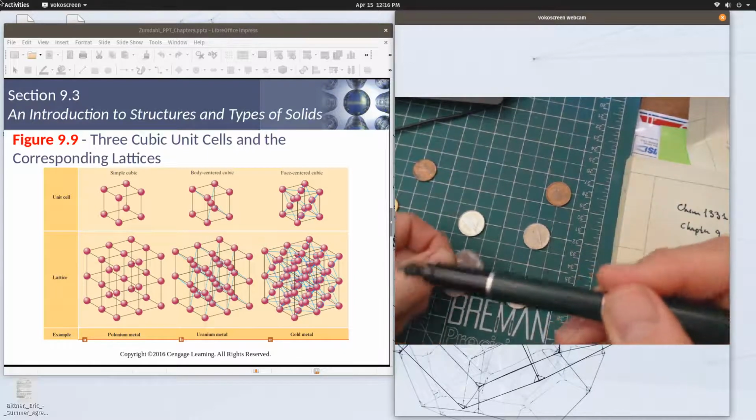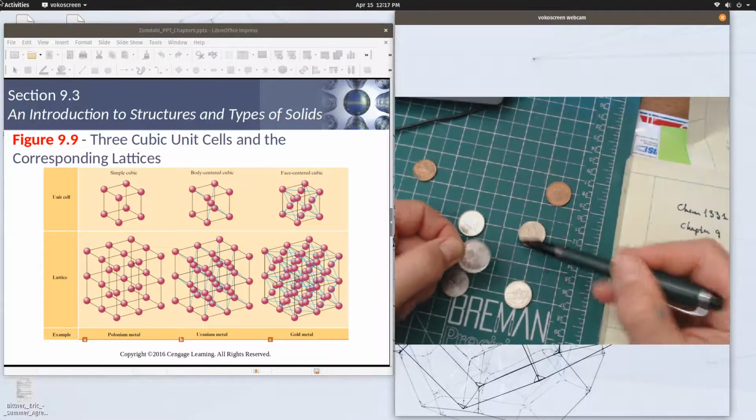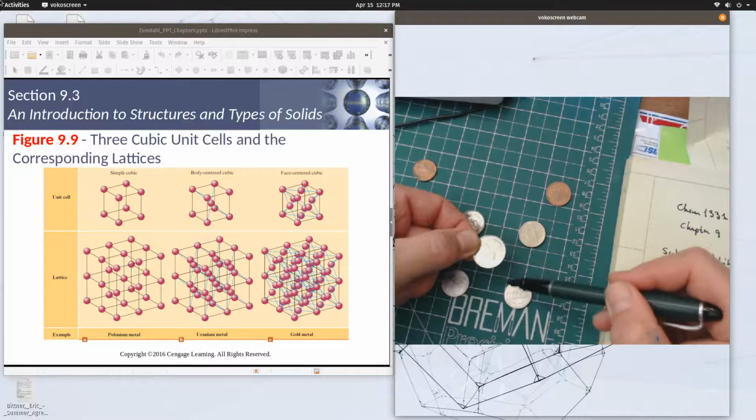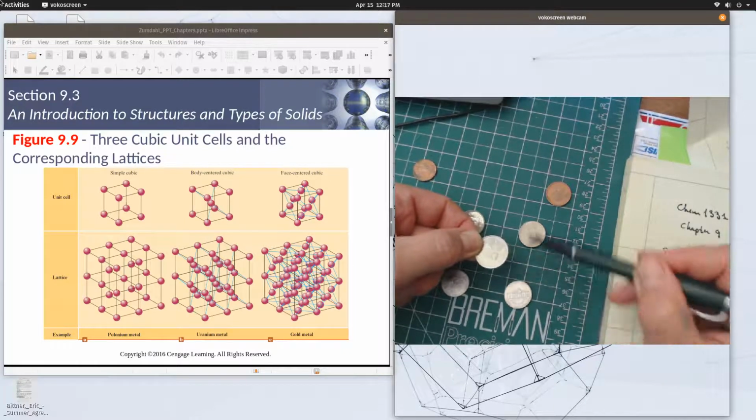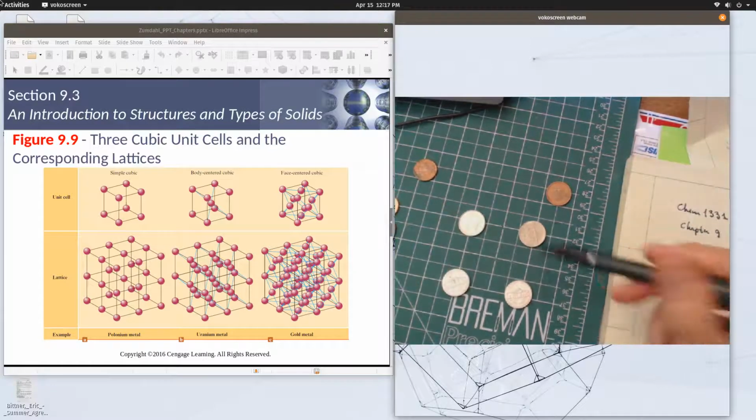So 8 corners give me one full atom inside the unit cell, and one full atom inside the unit cell in the body center. This is called a body-centered cubic unit cell.